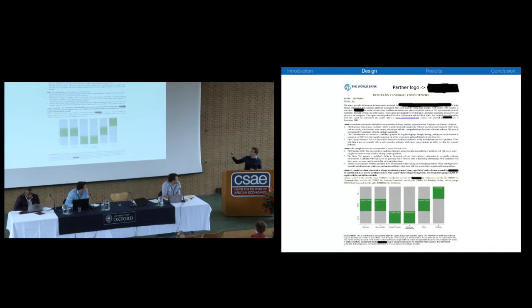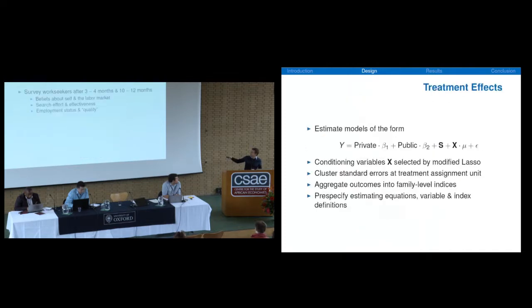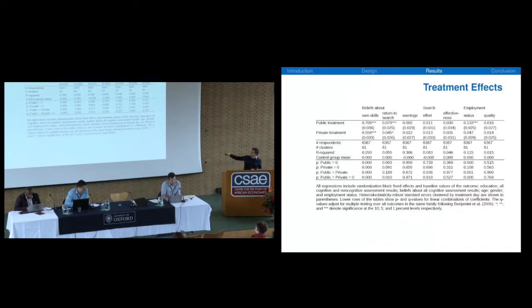On the work seeker side, one thing we can do is write down a Bayesian learning model where people have some prior about their skills, they get new information about their skills from this report, and we can use that plus the difference between private and public groups to back out how much more credible the signal is to work seekers, just using the structure of Bayesian updating.